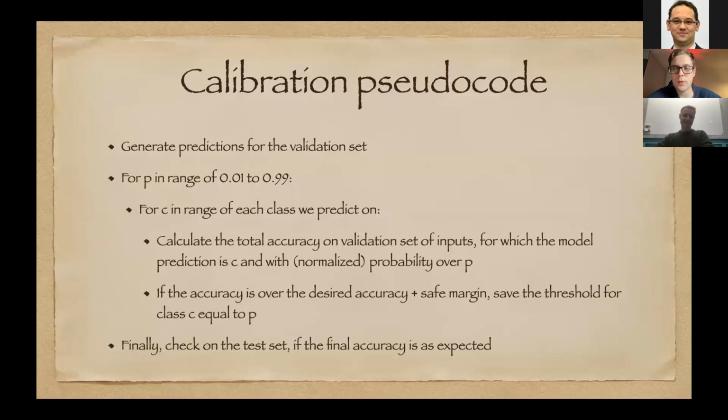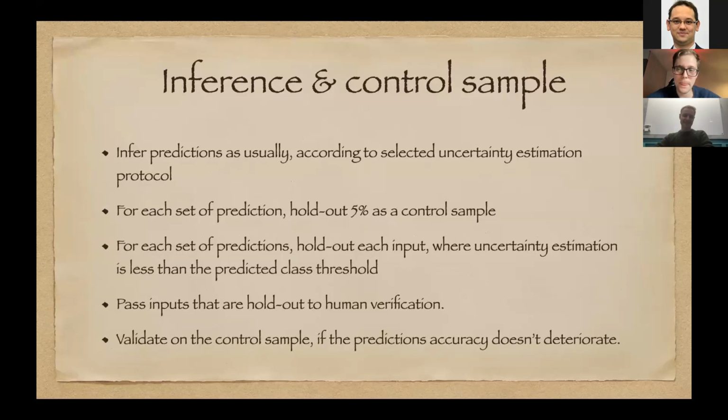And after we iterate over all of the classes, the model is ready. So during the inference, when we work with this model, we do the predictions as usual. And of course, we predict both the score and the RCMT estimation. But then, additionally to the normal procedure, we also should hold out 5% as a control sample.